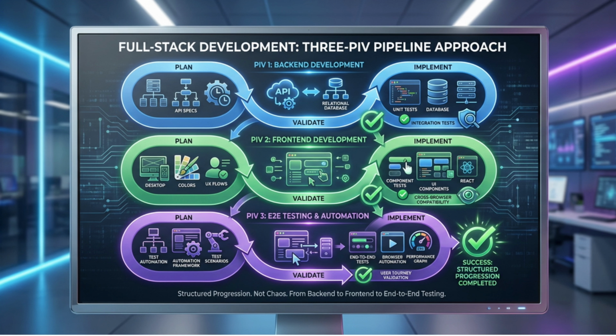Build the UI, connect it to the API, verify the component renders correctly. PIV 3, which is optional but valuable, adds end-to-end tests that verify the entire flow works together. 3 loops, 3 validation checkpoints, 1 reliable feature.